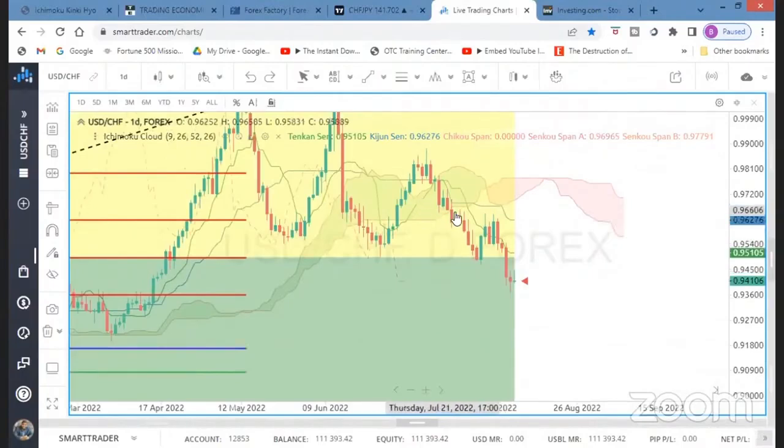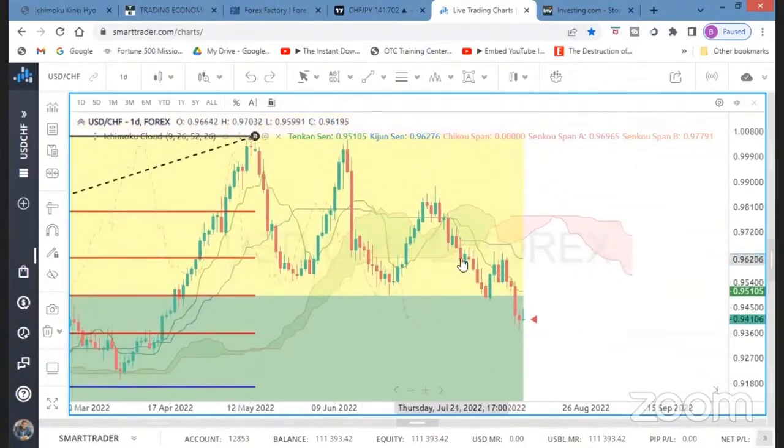So this one here, I'm watching this one. You see this breakout here? See how that broke? You got things that cross over and break.